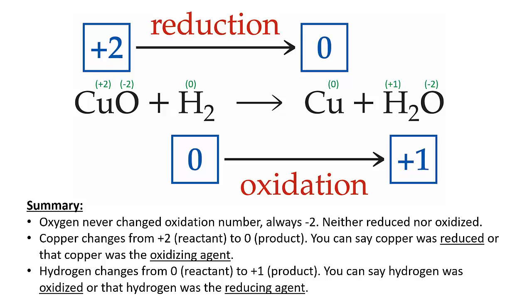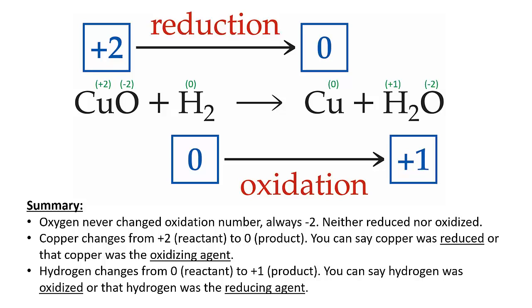Copper went from 2 to 0. So we could either say copper was reduced or a reduction reaction occurred for the copper, or copper was the oxidizing agent. Okay? You have to use reduced and oxidizing agent. Those are the two key words that go with copper in this equation.